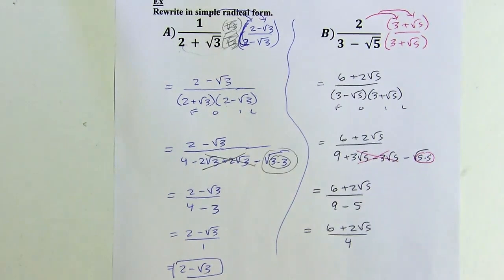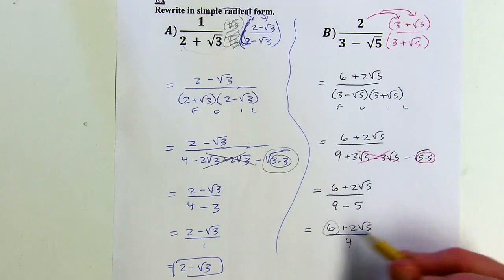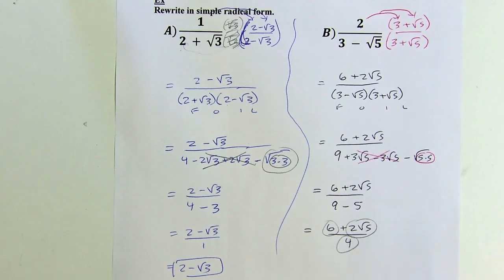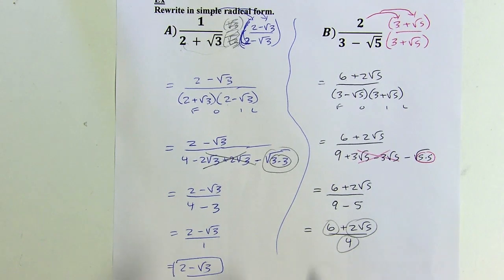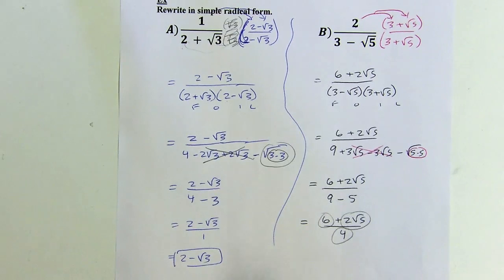Okay, got it down to this. There's actually another step though, because we can still reduce this fraction. So what you want to do is look at all three terms. When you're looking at all three of these terms, I'm thinking, does anything go into all three of these? And they're all even numbers, right? So that means I could divide them all by 2.